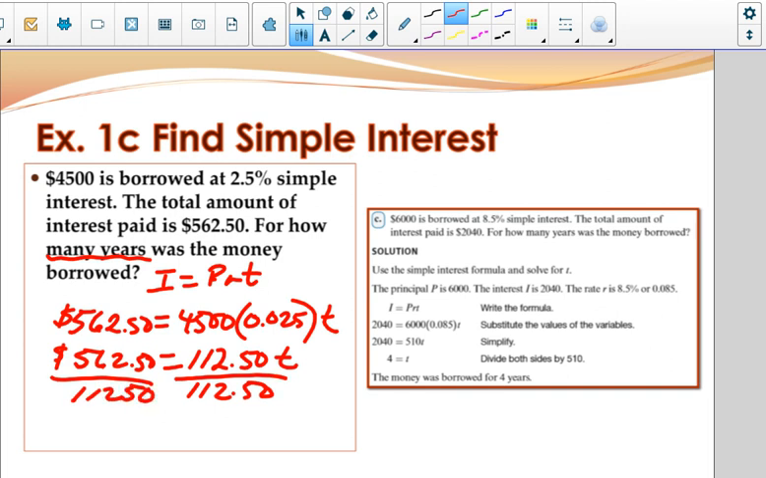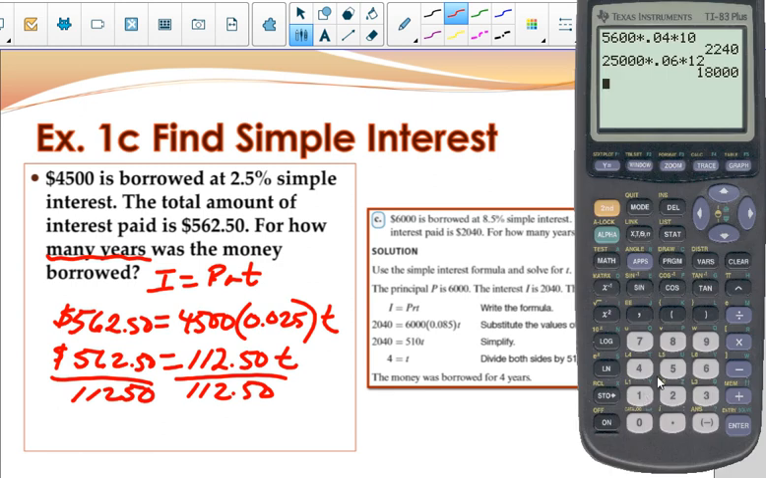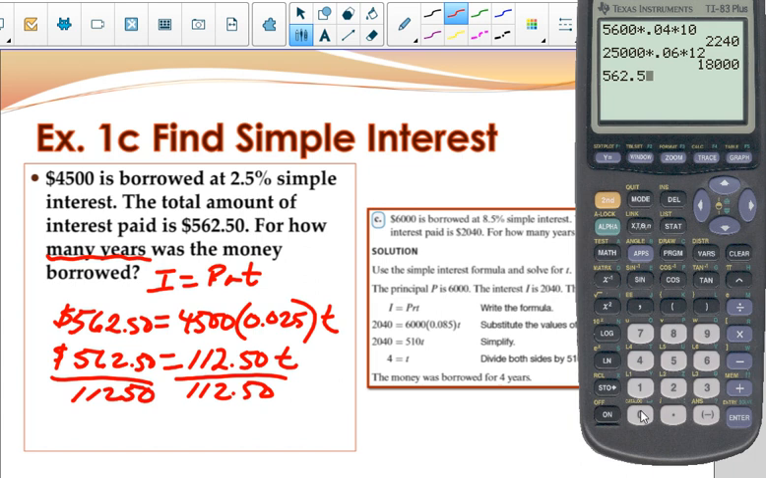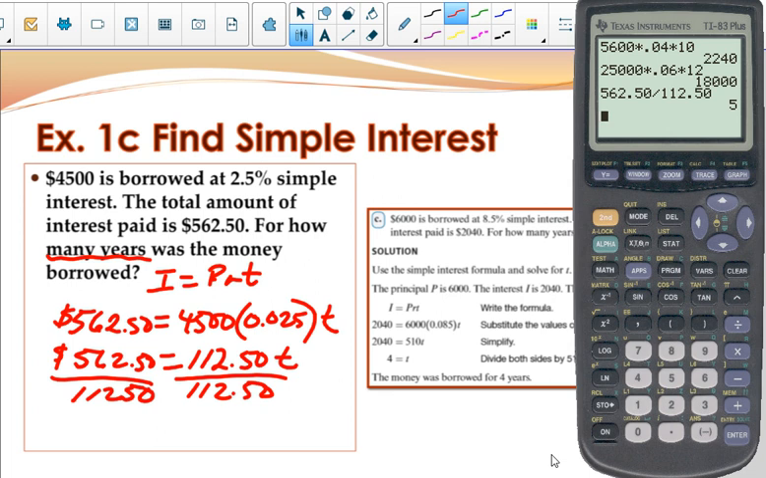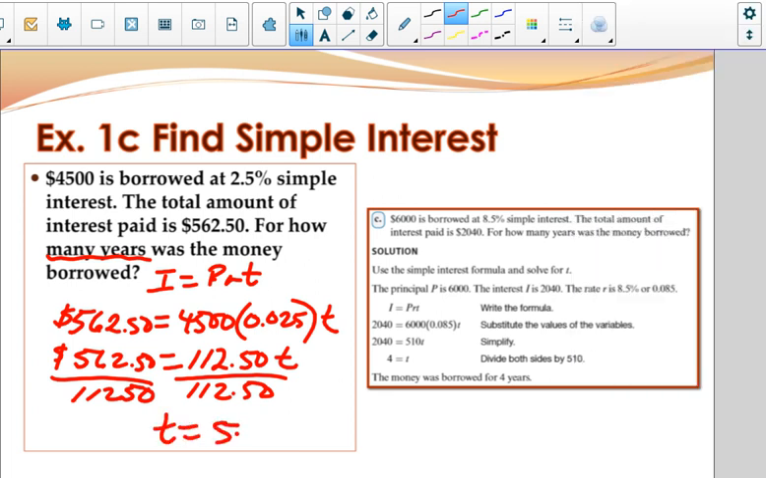I come back to my calculator. We'll do $562.50 divided by $112.50, which gives us a total of 5 years. That's what the time would be, how long you have that account open for.